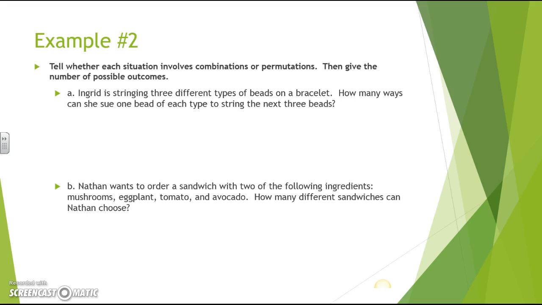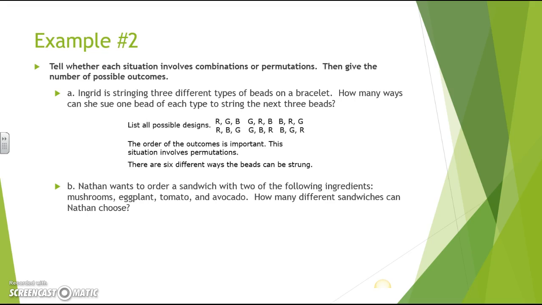So we're going to look at 2 examples, and we're going to determine if it's a combination or a permutation, and then give the possible number of outcomes. Ingrid is stringing 3 different types of beads on a bracelet. How many ways can she string 1 bead of each type? For this, we're going to write down all the different designs of the beads. The order of outcomes is important, so this represents permutations.